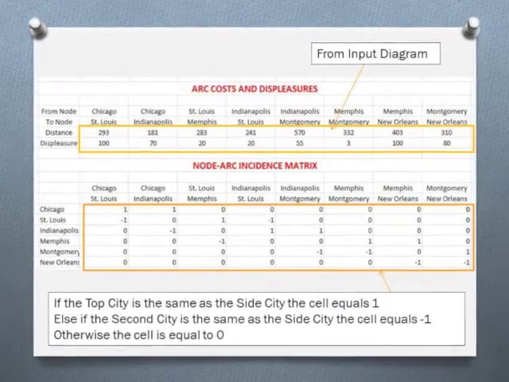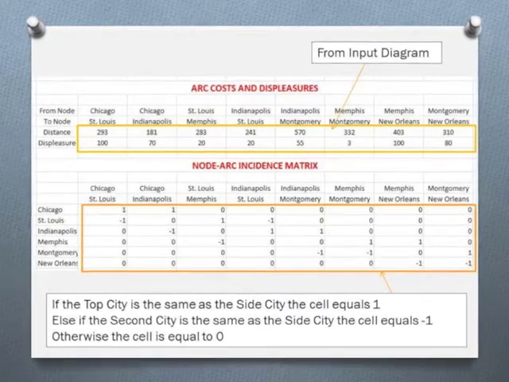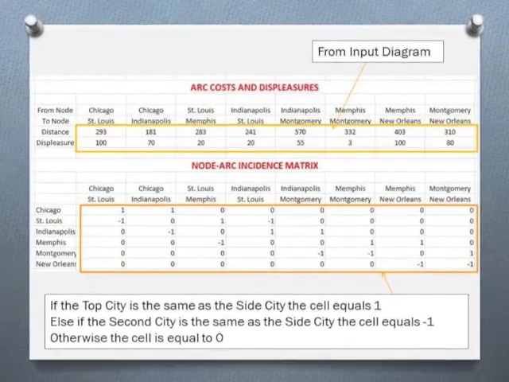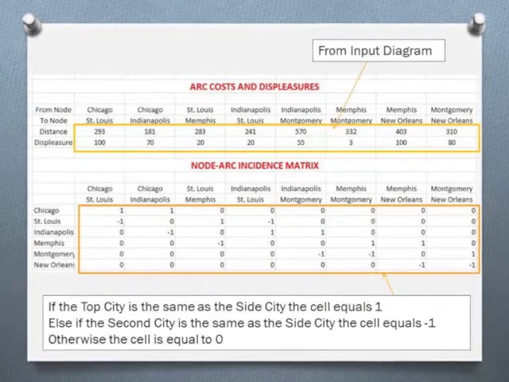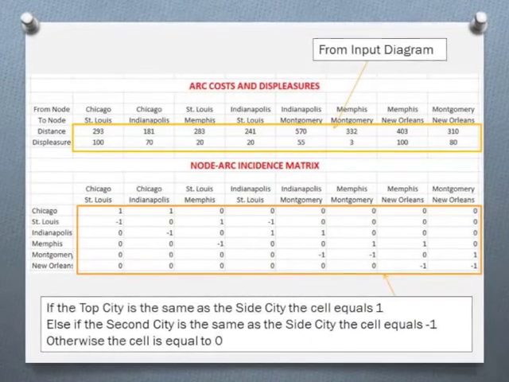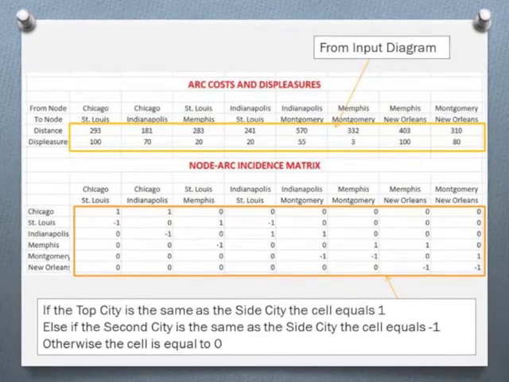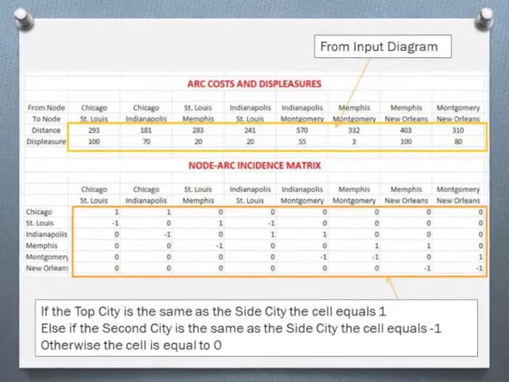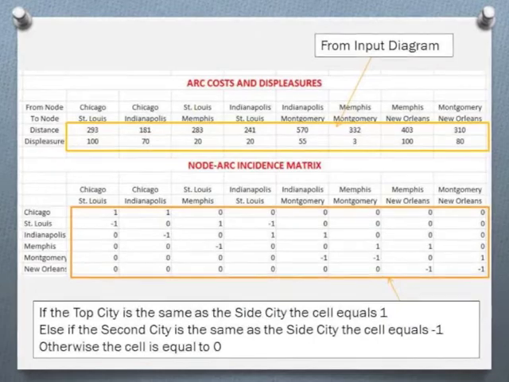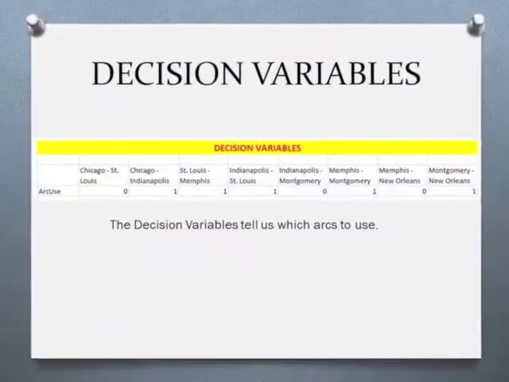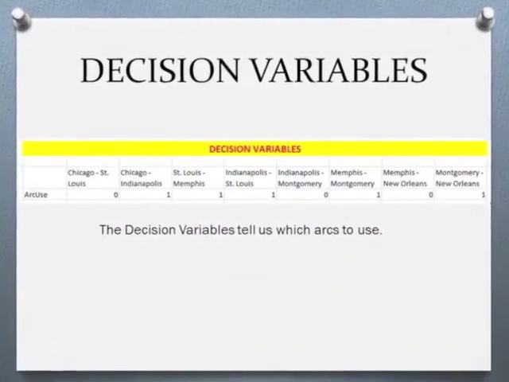We record the distance and displeasure for each arc in one table, you can see at the top, and then we add a node arc incidence matrix for each arc. The incidence matrix says where each arc starts and finishes. A 1 represents the starting point, while a negative 1 represents the ending point. The decision variables tell us which arcs to use.